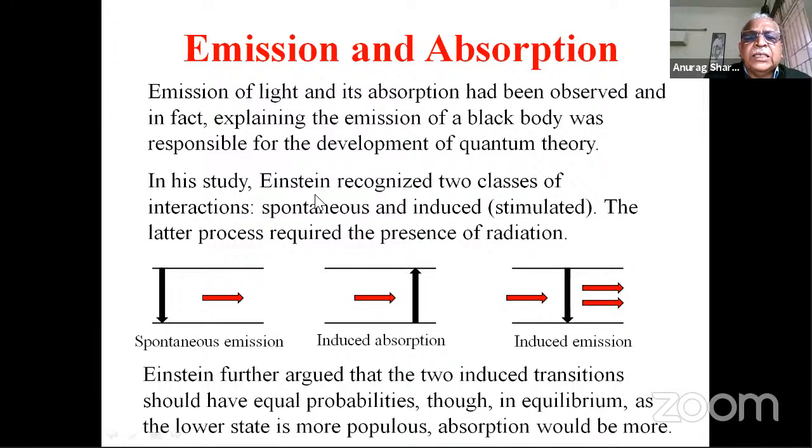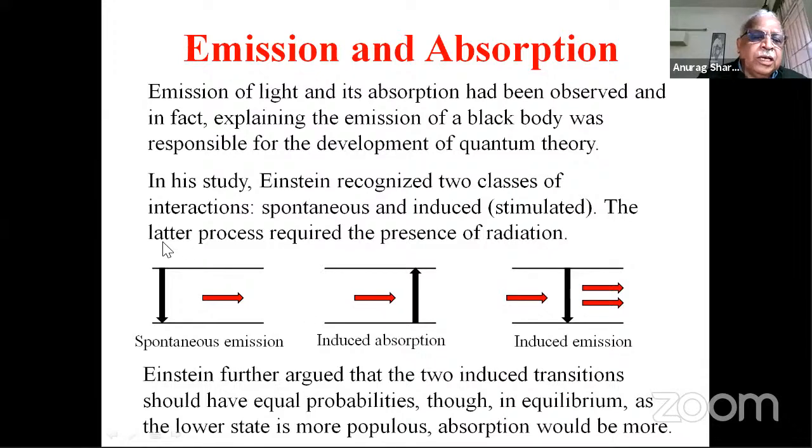In his study, Einstein recognized two classes. So he separated the two classes of interaction. One is the spontaneous, the other is the induced. This is the word he used, induced. Of course, the paper was written in German, which later on we call stimulated. The latter process required the presence of radiation.